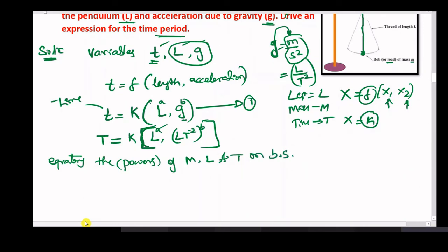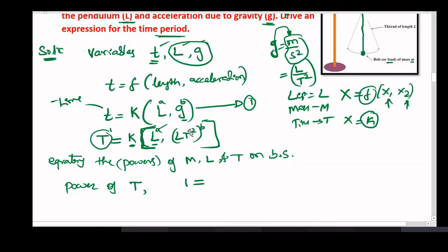So first, what I do, I will compare the power of T. What is the power of T on the left hand side of the equation? It is 1. So I will write 1 is equal to. Is there any power of the K term? That is not time, so leave it. L is there, but there are no time dimensions in this length, so don't consider it. Now here it is there.